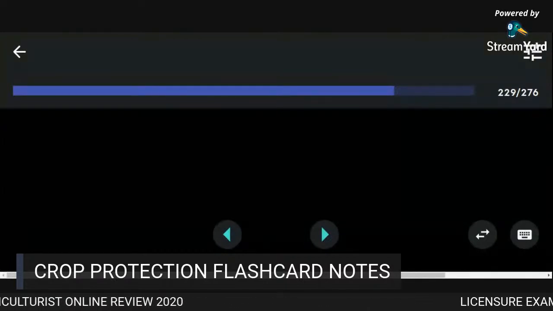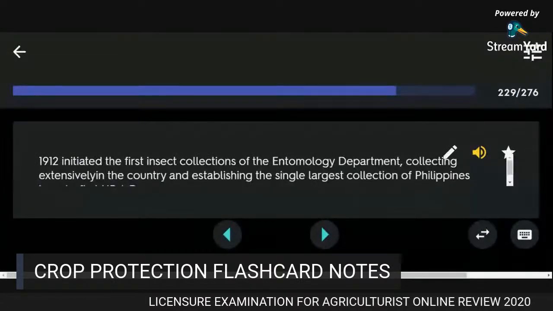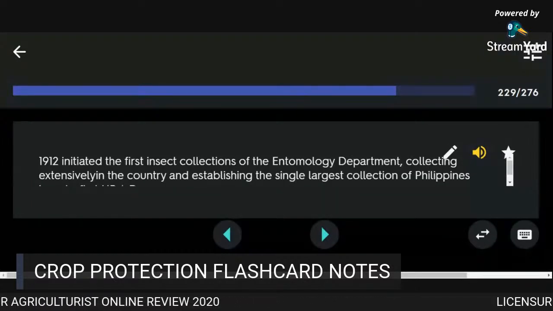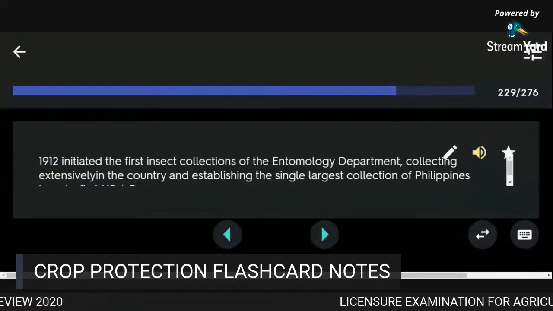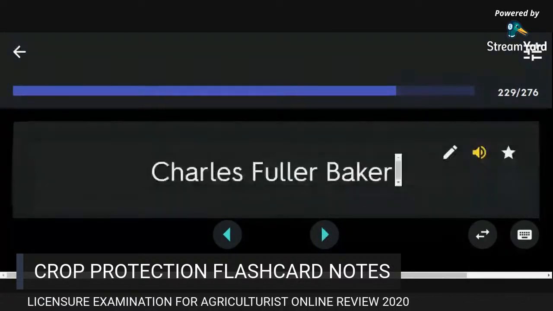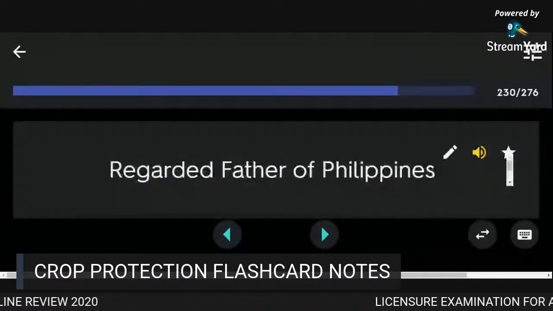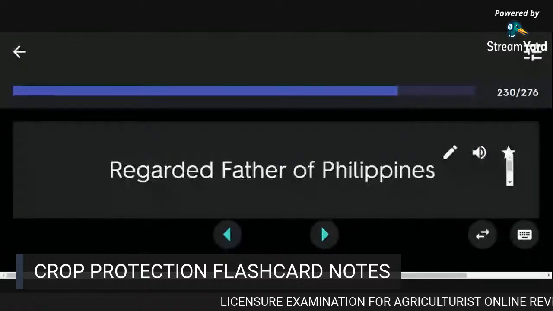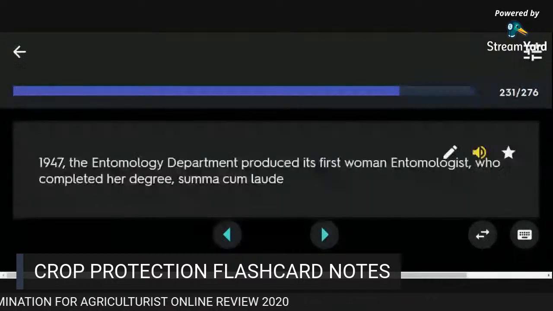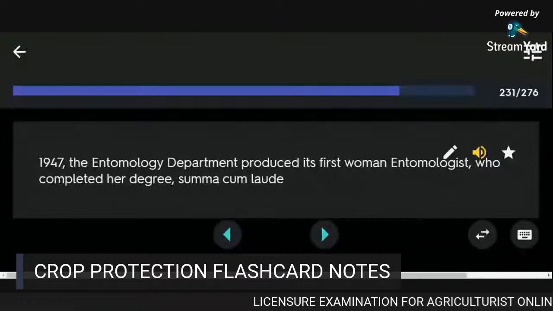In 1912 he initiated the first insect collections of the entomology department, collecting extensively in the country and establishing the single largest collection of Philippine insects: Charles Fuller Baker, regarded father of Philippine entomology. Leopoldo B. Uichanco. In 1947, the entomology department produced its first woman entomologist.